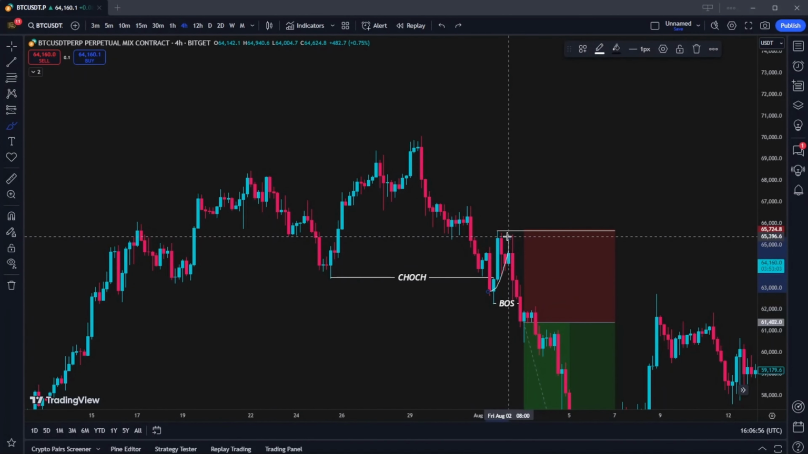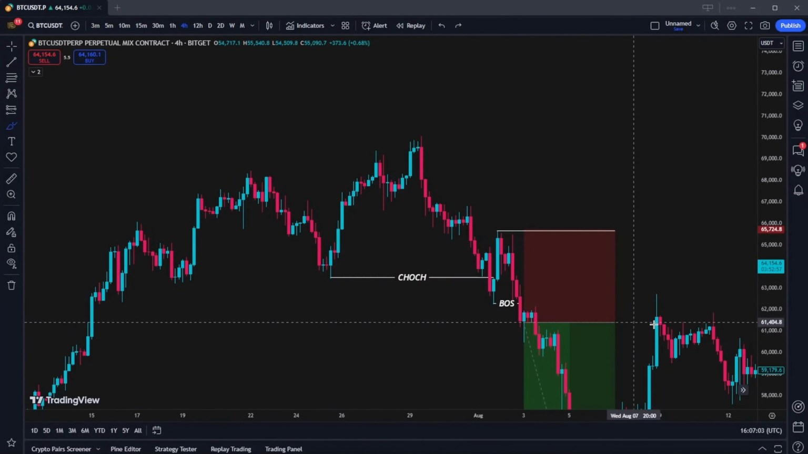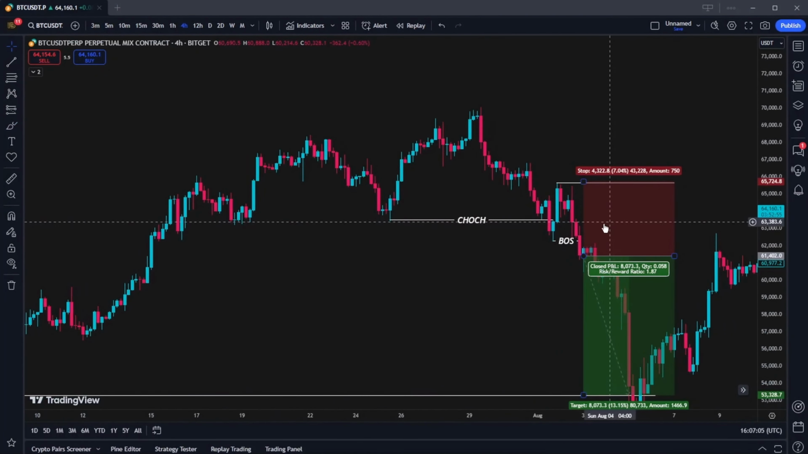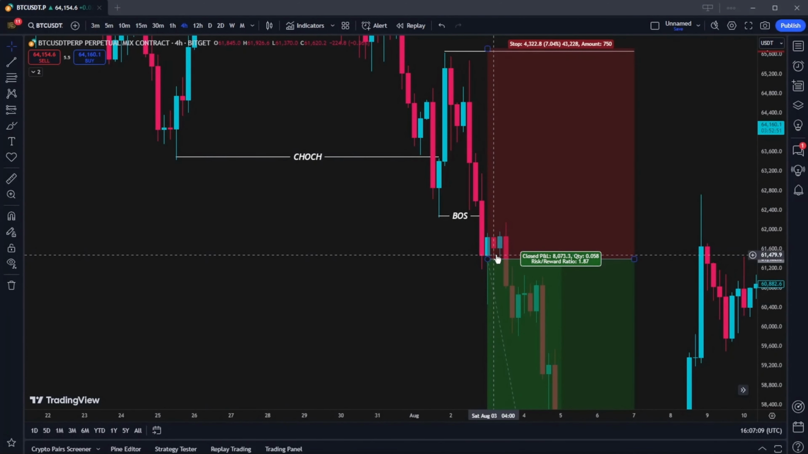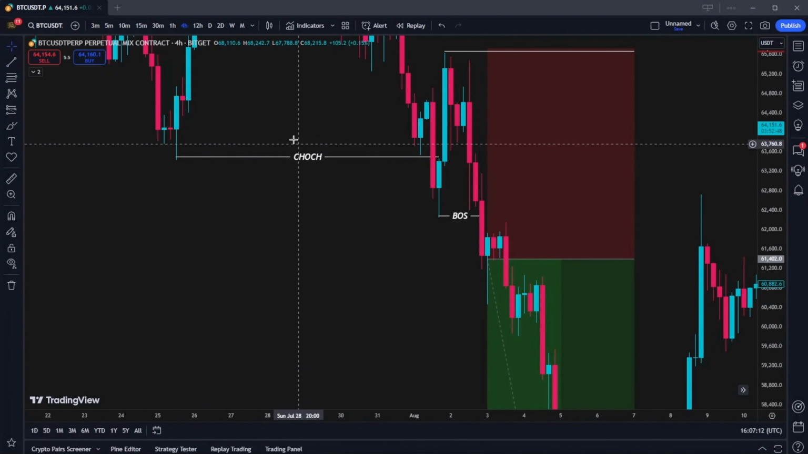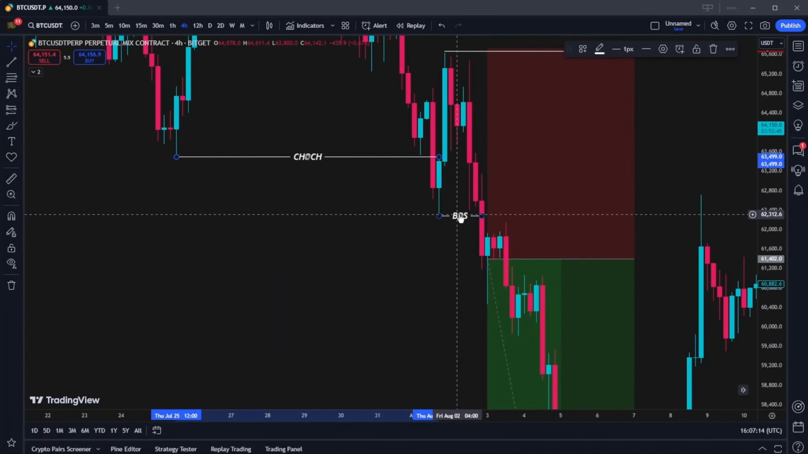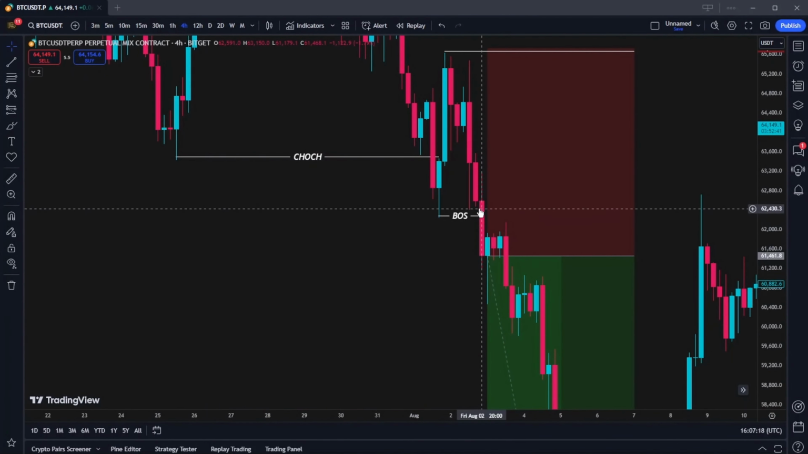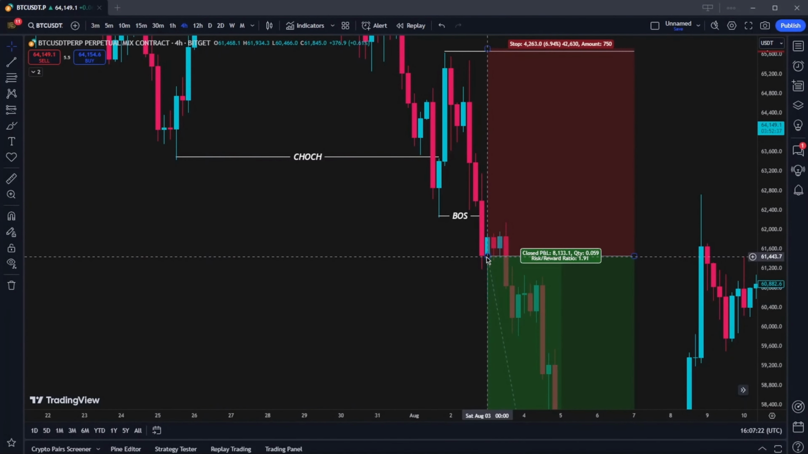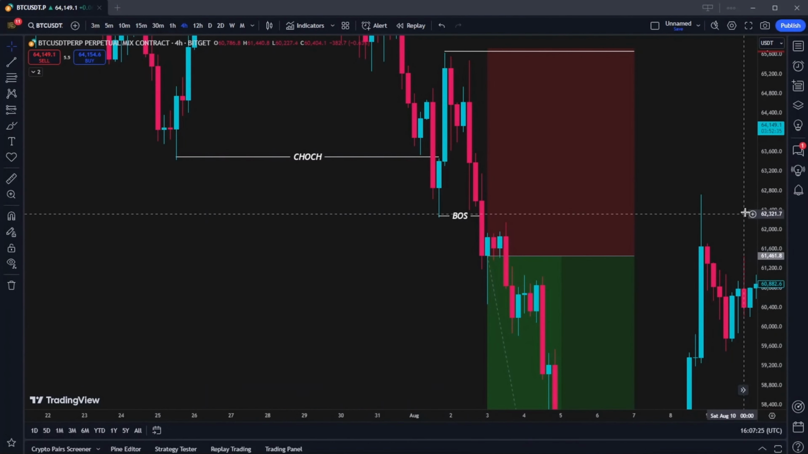Then we went back up. We created a lower high because it's lower than this high right here, and we continued down. Then we waited for the break of structure, which you can see here. We broke this low and continued down. Now, usually if you're going to use this strategy, just the change of character and just the break of structure, you would be entering just after the candle closes on the break of structure candle. So this candle closed and this candle opened, and that is where you would enter the trade.